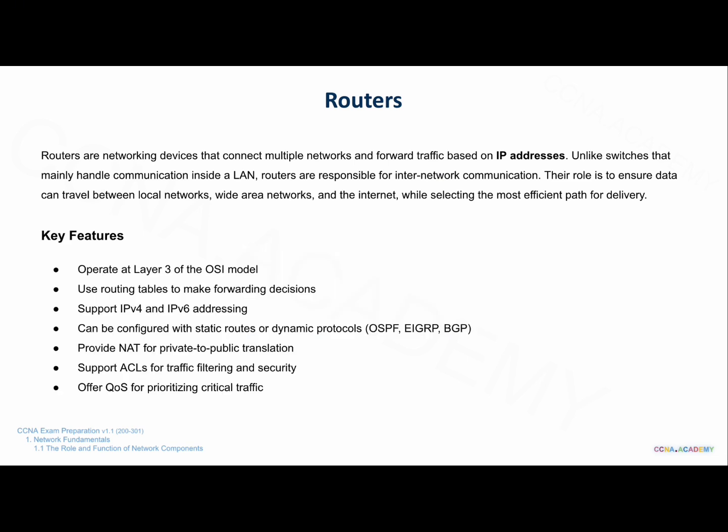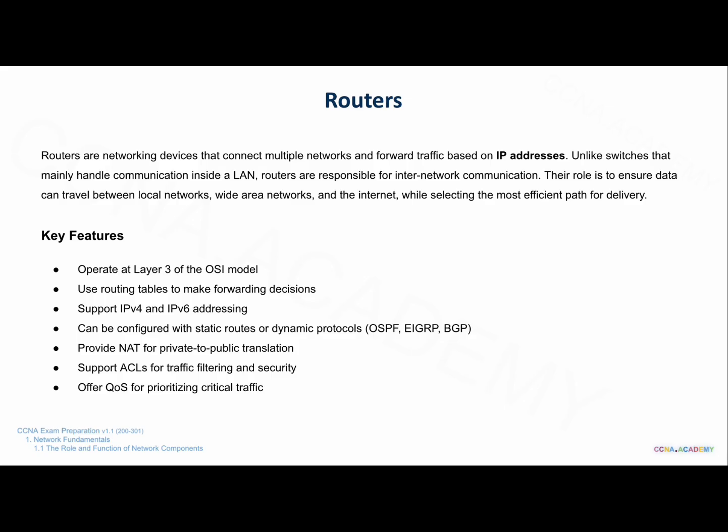Routers have several important features. They operate at Layer 3 of the OSI model and rely on routing tables to make forwarding decisions. They support both IPv4 and IPv6 and can be configured with static routes or use dynamic routing protocols like OSPF or EIGRP.